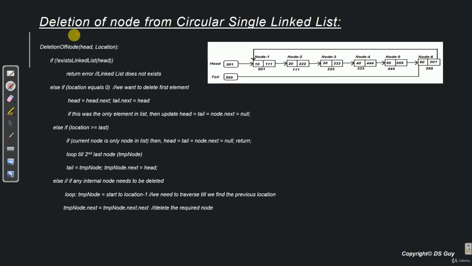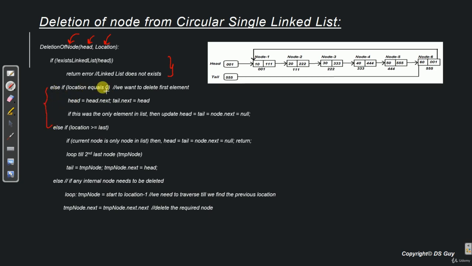So the name of the method is deletion of a node. It takes the head reference and the location from where the node needs to be deleted. First we check if the list does not exist, then obviously we don't have anything to delete, so we simply return. Else we go to this else block.